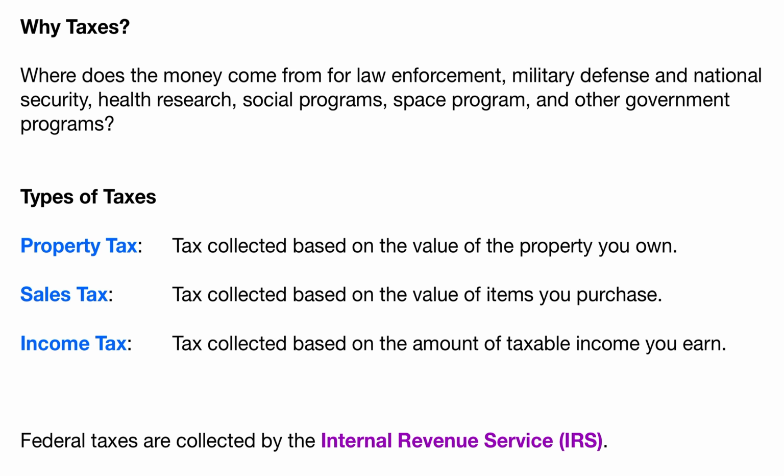Now, the types of taxes that are applied to us are property taxes. These are taxes that are collected based on the value of the property you own. Then there's also the sales tax, which most of us are aware of. So when you go out to the store and purchase something, they tack on a sales tax, which you pay on the purchase. And then income taxes, which is what we're going to focus on today in our examples. These are dollars that are taken out based on the amount of taxable income that you earn.